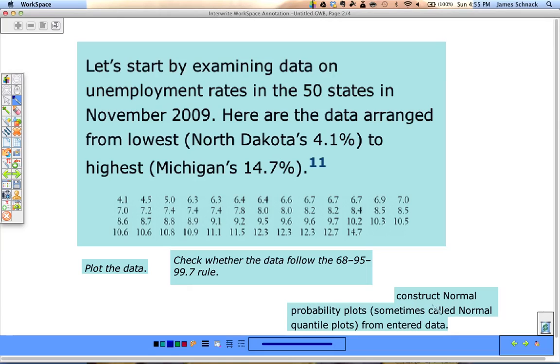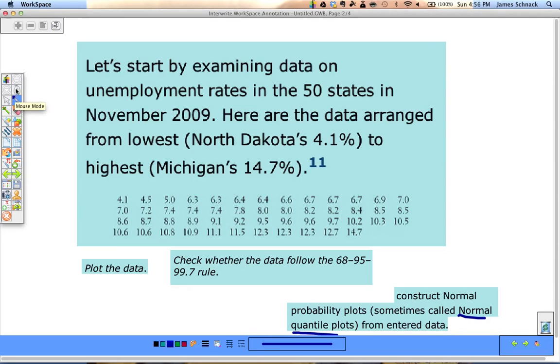But there's another way we can tell: we can make this normal probability plot. It's a little bit quicker than using our empirical rule and counting all these things. What we're going to look at, it's also called a normal quantile plot. We're sort of looking at percentiles versus z-scores and how the data is distributed.